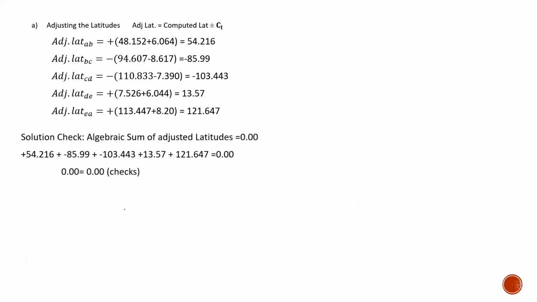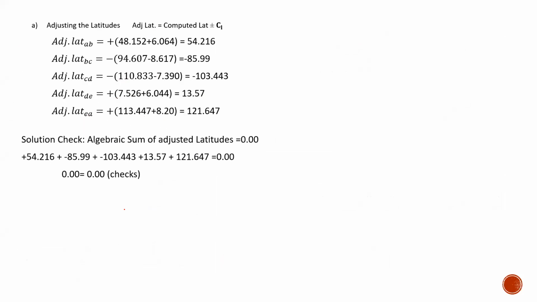And then, we need to do the solution checking. Ito yung pinaka-importante. That the algebraic sum of the adjusted latitude should be equal to 0.00. Kasi in-adjust na natin siya. Nung una, yung computed latitude natin, yung summation niya is 36.152. Dapat, pag in-adjust natin siya, since in-adjust na nga natin siya, dapat mag-equal na siya sa 0.00. So, try natin.